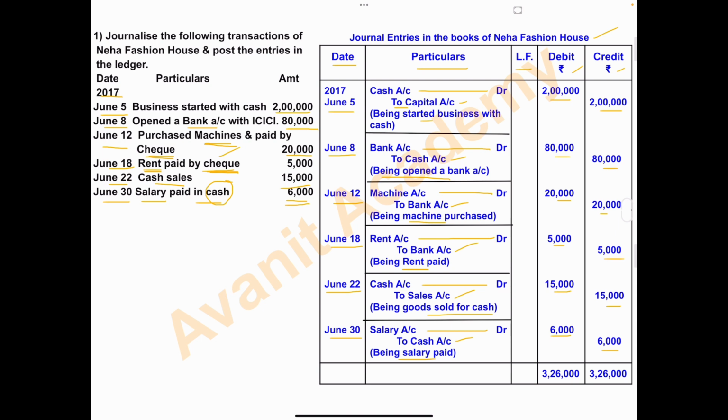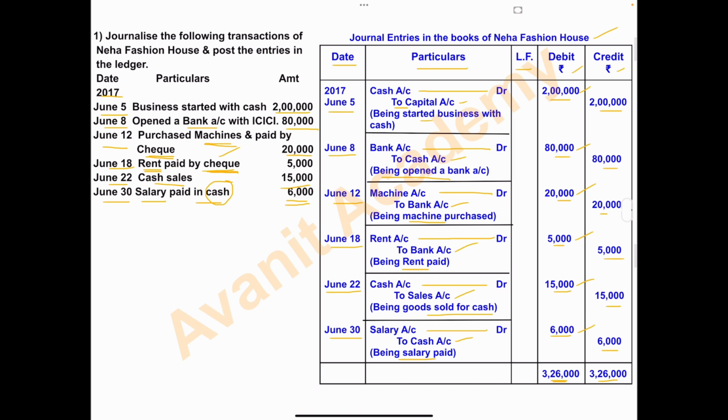So we have passed all the entries. Now add this debit and credit column. 2 lakh plus 80,000 plus 20,000, 5,000, 15,000, 6,000. Add these amounts and you will get the total 3,26,000. Credit side also you will get the same amount, that is 3,26,000. So we have passed the journal entries. So the first part is over.